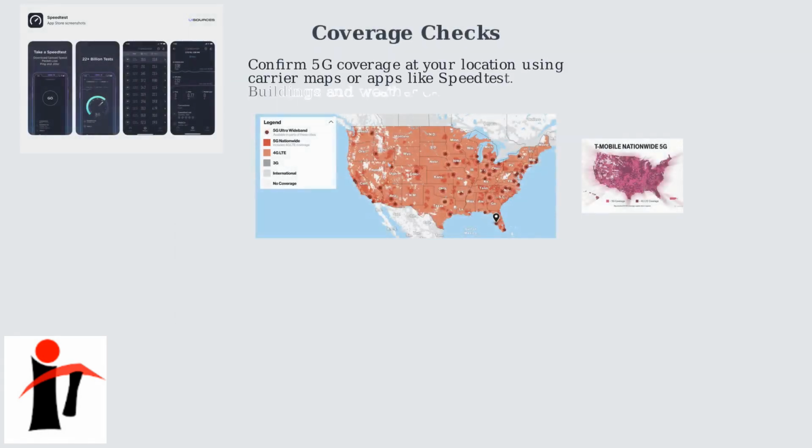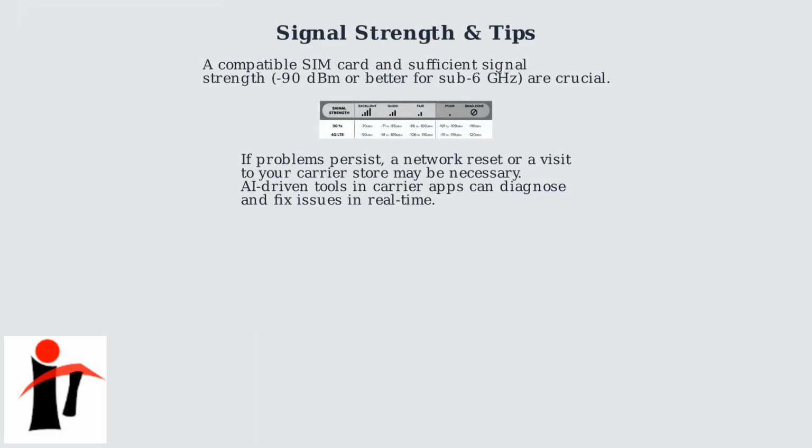Finally, confirm 5G coverage at your location using carrier maps like Verizon's coverage tool or apps like Speedtest. Buildings and weather can block signals. Move to an open area or consider a signal booster. A compatible SIM card and sufficient signal strength, negative 90 dBm or better for sub-6 GHz, are also crucial. If problems persist, a network reset or a visit to your carrier store may be necessary.